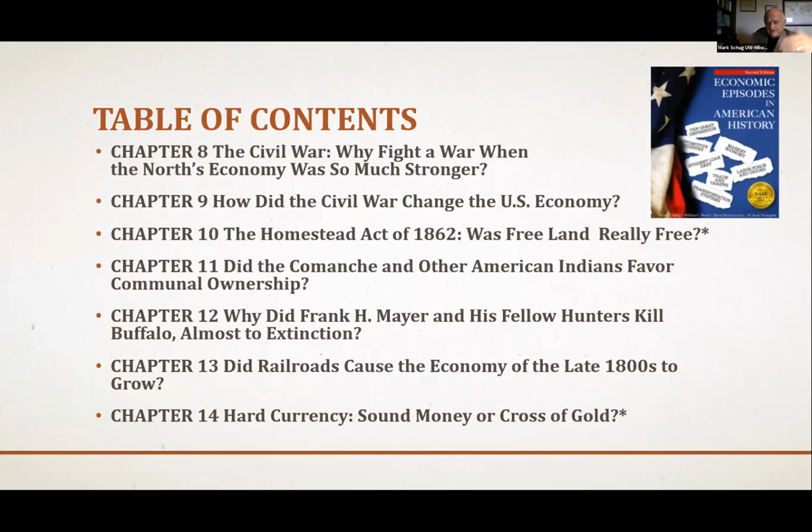Homestead Act, I talked about that. Was free land really free? No, it came with a lot of costs. With the American Indians, did they favor communal ownership? In some ways, yes. They certainly didn't look at property ownership the way Europeans did. On the other hand, the Comanche had pretty strong property rights. Everybody knew who owned the pony that a good buffalo hunter rode. Everybody knew who owned that pony.